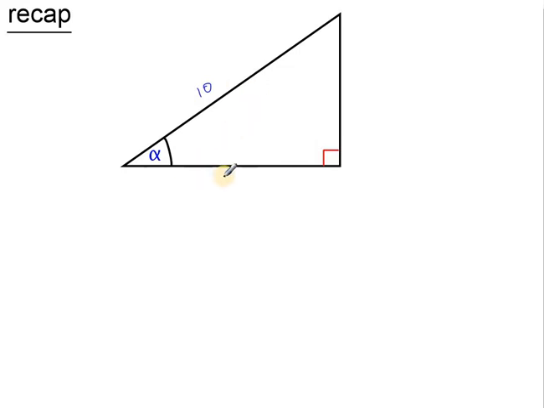So if I'm looking for the length of this unknown side here, I need a relationship between the angle, the adjacent side, and the hypotenuse. So I need to use the cosine function. So cos alpha is equal to the adjacent over the hypotenuse. So if I rearrange, then my unknown side here is equal to 10 cos alpha.